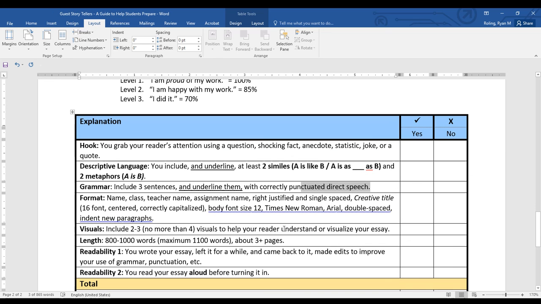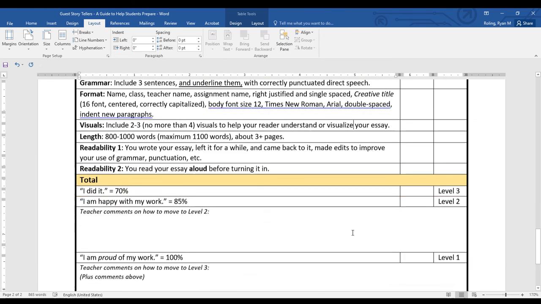And then these are just some of the more formatting issues. Did they set the story up like I want it to look? Did they include visuals, which I teach them how to do? Did they hit the minimum length? And then these are just subjective ones, like, yes, I found it easy to read.